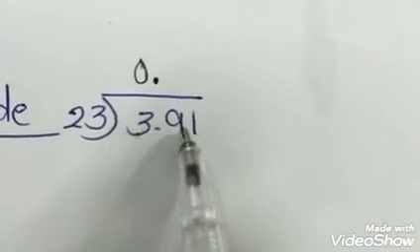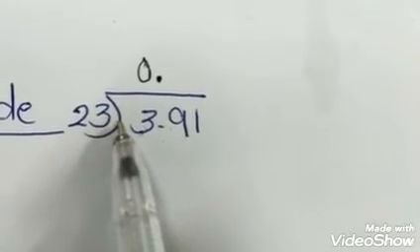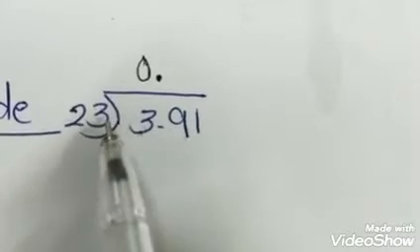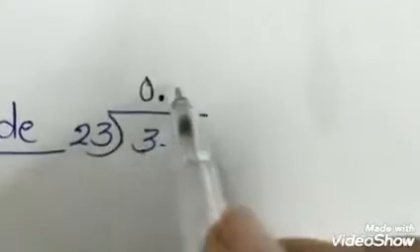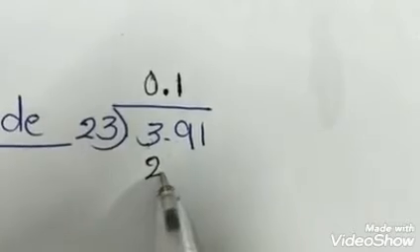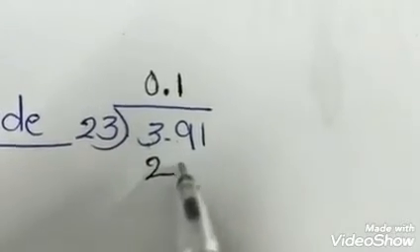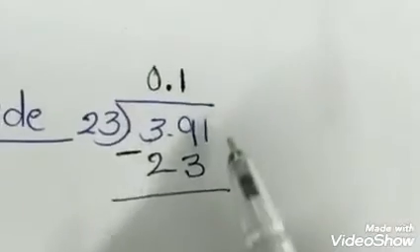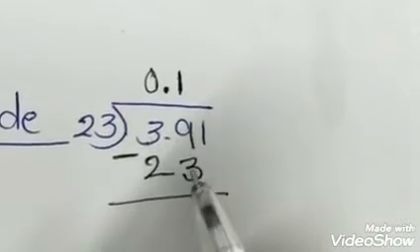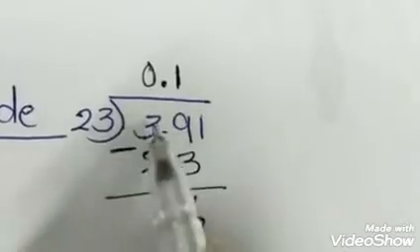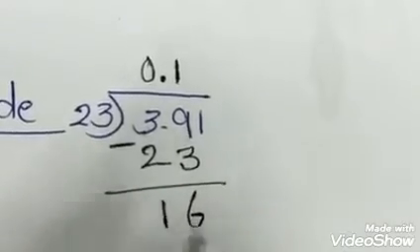3.9 or 39 divided by 23. Okay, I will have 1, because 2 times 23 is 46. So I will have 1. 1 times 23 will be 23. Okay, subtract. I will have 9 minus 3 equals 6. 3 minus 2 equals 1.